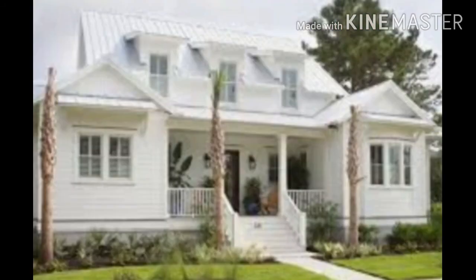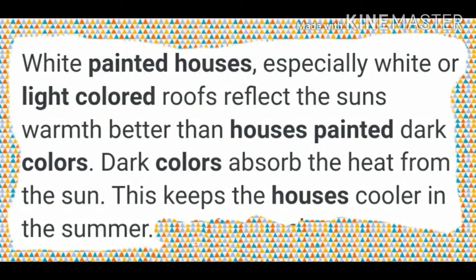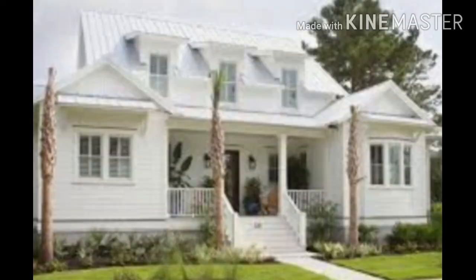The houses in hot sunny countries like ours are usually painted white or with light colors from outside. This is because a house painted white or light colors absorbs very little of the sun's heat rays. It reflects most of the sun's heat rays. This keeps the house cool in the hot days of summer.